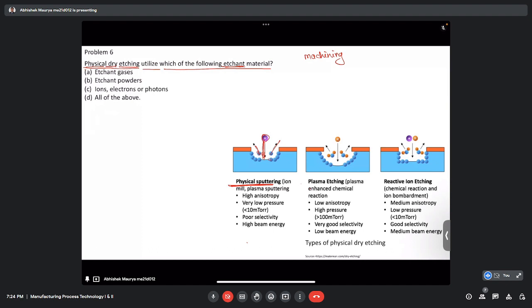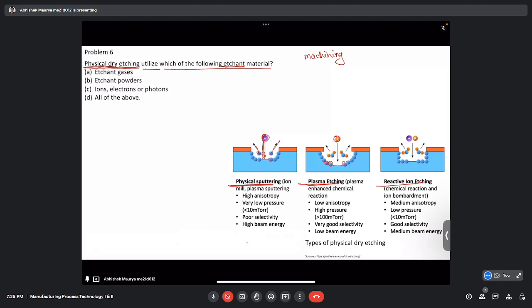And here if we have plasma etching, we are creating the plasma, and it is coming, it is reacting with the substrate material, and because of the high energy and momentum it is going away. And similarly we have reactive ion etching. So now let's come to the question. It is talking about physical dry etching.